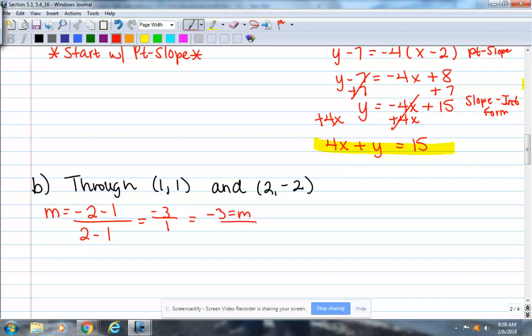Which point do we want to use? 1, 1. Why do we want to use 1, 1? They're all positive, so that's going to be one less step with point slope. Correct? Okay, so I'm going to start with point slope again.